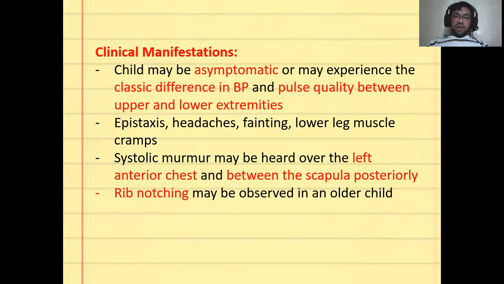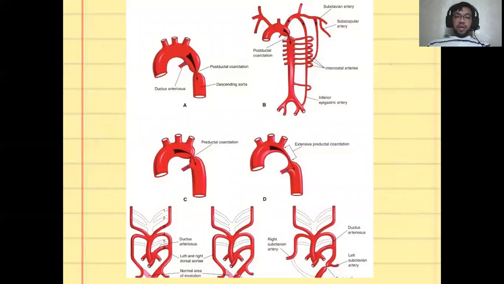Now, other signs and symptoms present would be epistaxis or nose bleeding due to the increased pressure in the head, headaches, fainting, and lower leg muscle cramps due to decreased oxygenation of the lower extremities. A systolic murmur may be heard over the left anterior chest and between the scapulae posteriorly, and rib notching may be observed in an older child. So as you can see here, these coarctations depend on the severity as well.